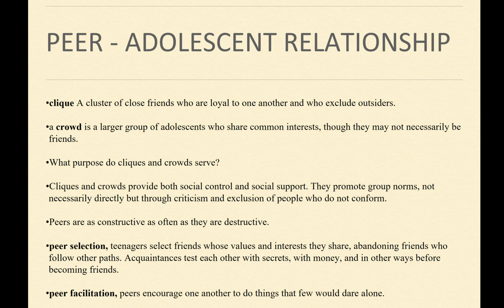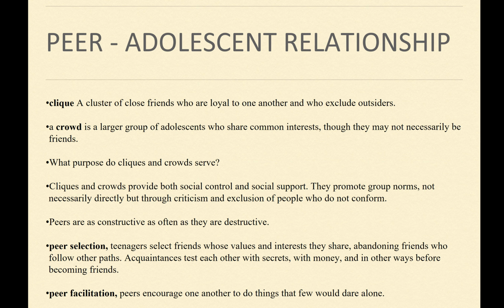Now, peer selection. Peers tend to choose friends that are similar to themselves. They tend to choose people that like what they like. They tend to choose people that enjoy doing the things that they enjoy doing. And they tend to avoid or diverge from people that are too different from them. Okay? And there are so many different reasons for this. But in essence, people connect on common grounds, right?